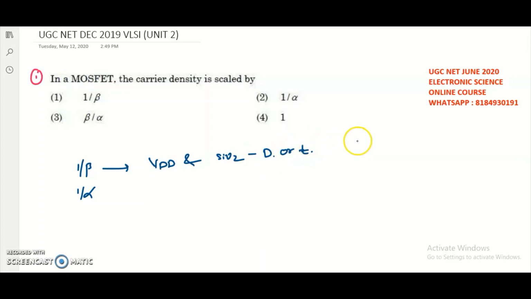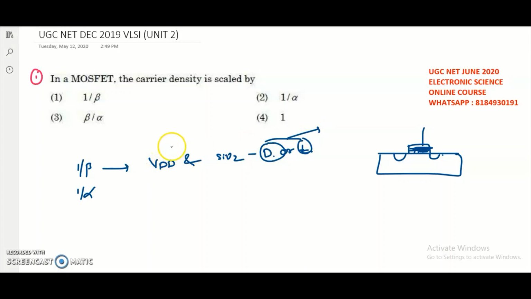If you consider the MOSFET, here we have the source and drain, and the gate, and this part is the silicon dioxide. Whatever the thickness of the silicon dioxide is, I represent it with capital D, or sometimes small t. Anything is fine, but you have to remember the meaning: it is the thickness of the silicon dioxide, and VDD is the power supply. So 1 by beta is used as the scaling factor for the power supply and the gate oxide thickness.